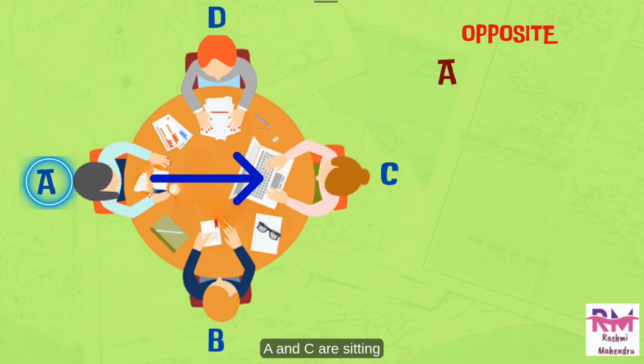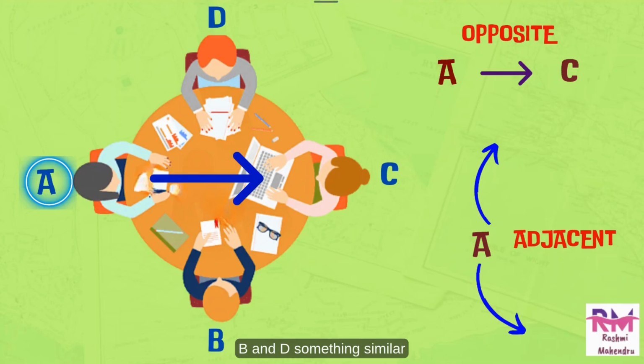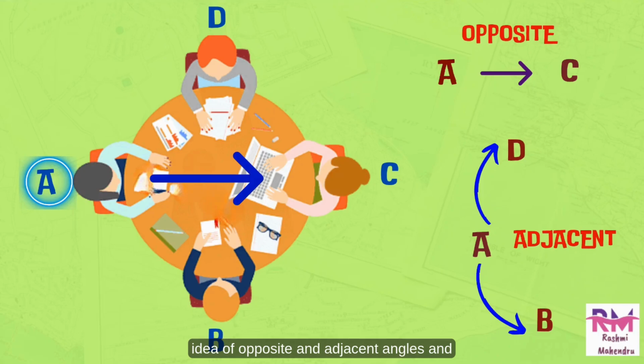A and C are sitting opposite to each other, which implies that there are two people adjacent to A, and these are B and D. Something similar to what we had done in our series on vertically opposite angles and adjacent angles or linear pair angle. This arrangement will help us relate to the idea of opposite and adjacent angles in a parallelogram.